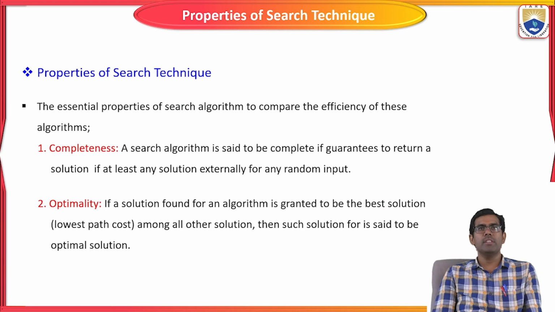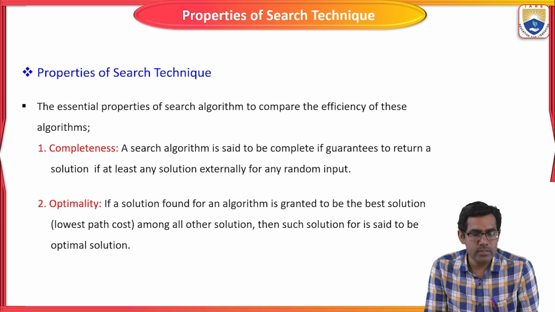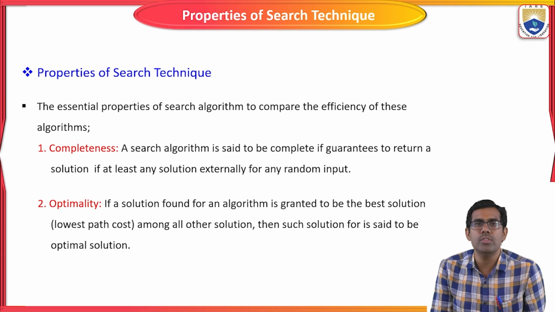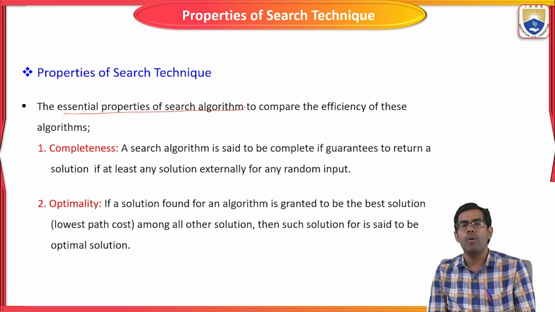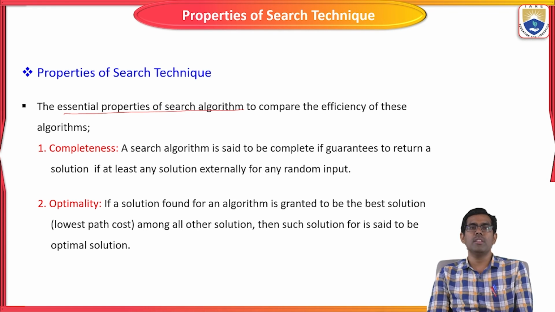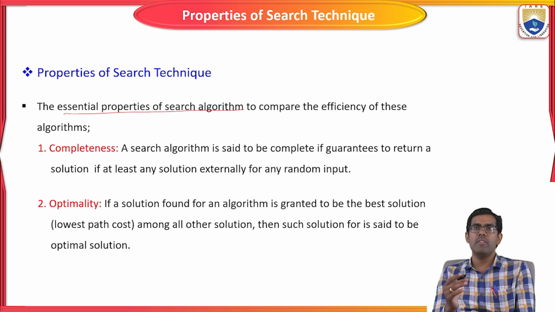Then the last topic is the properties of search techniques. These are the various components we are going to consider in searching techniques. If we have a problem statement and use some searching algorithm, what are the things we have to keep in mind? These are the essential properties of a search algorithm to compare efficiency. Efficiency is nothing but time and space complexity, and based on your problem statement, it will produce some actual or optimal output.